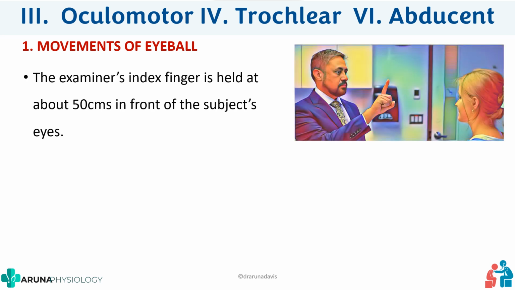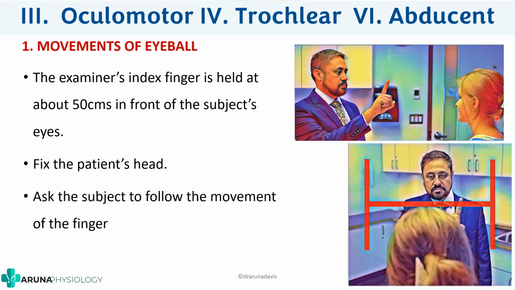For that you can ask the subject to remain seated while the examiner holds his index finger about 50 cm in front of the subject's eye, like this. You have to fix the patient's head. That means with the other hand you can hold the head, or you can ask the subject not to move the head, and then you move the finger. The examiner will move the finger in an H-like pattern. Okay, so see, from the midline your finger goes like this, and at that point you go up, then go down, and then return to the horizontal line, move to the opposite direction, move up and move down. Okay, so that is how you'll test for movements of the eyeball.